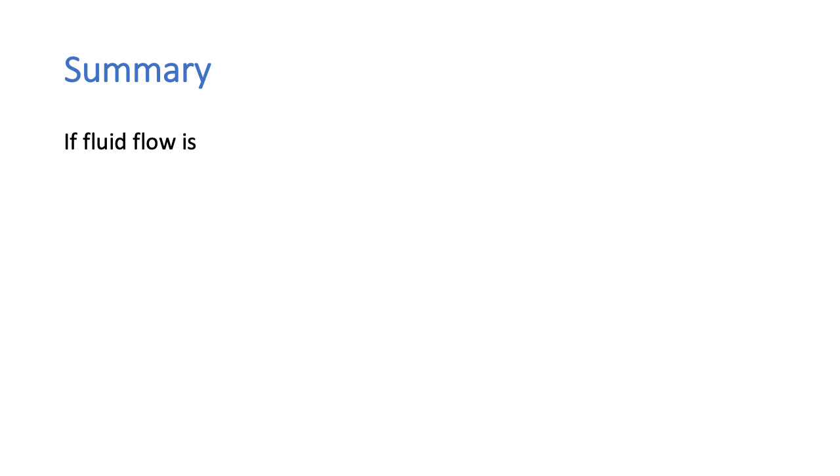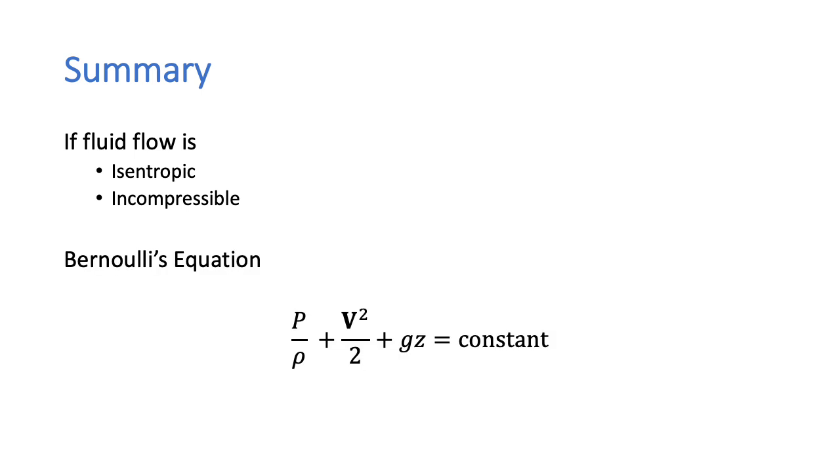To summarize, if the fluid flow is isentropic and incompressible, then we can write Bernoulli's equation, which says that P upon rho plus V squared upon 2 plus g z is equal to constant.